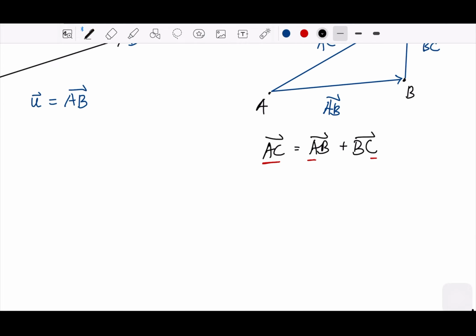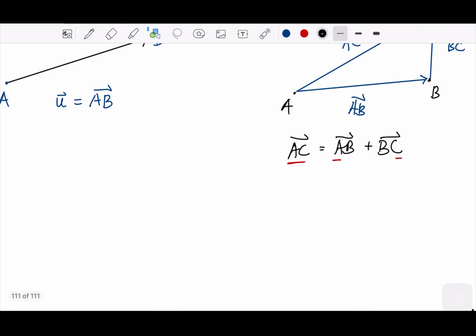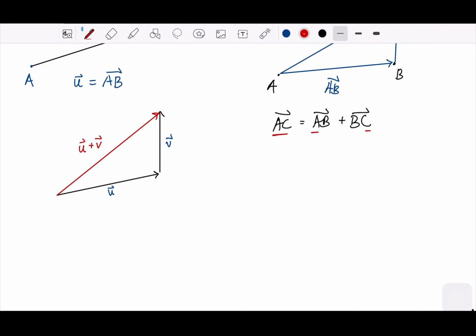And whenever we have vectors, for example two vectors like this, and we have another one that is getting from there, let's say this is u, this is v, this is u plus v. This is also true if we have the same u and v. Let's say this is u, but now v is here.